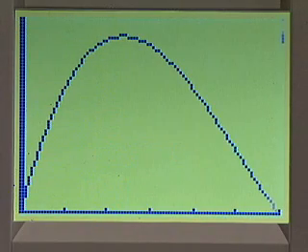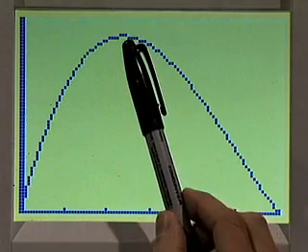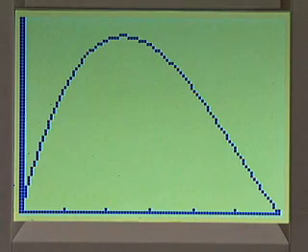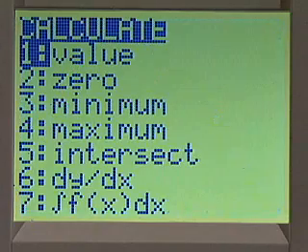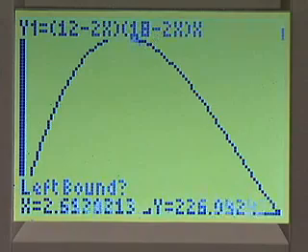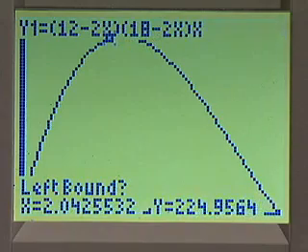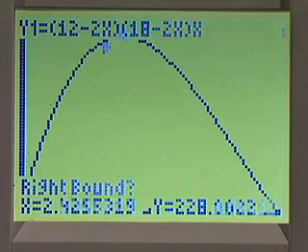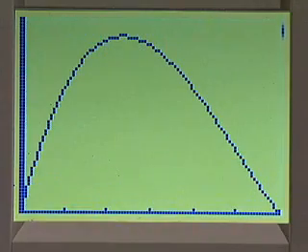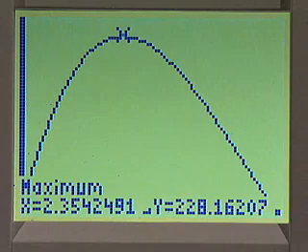This is a piece of a polynomial function. The maximum volume occurs at the vertex, the maximum point. Using the calc maximum option, I'm going to set my left bound with my cursor and the right bound in a similar way. Let the calculator make a guess and run the volume program. The maximum occurs at x equal 2.35 and is the value 228.